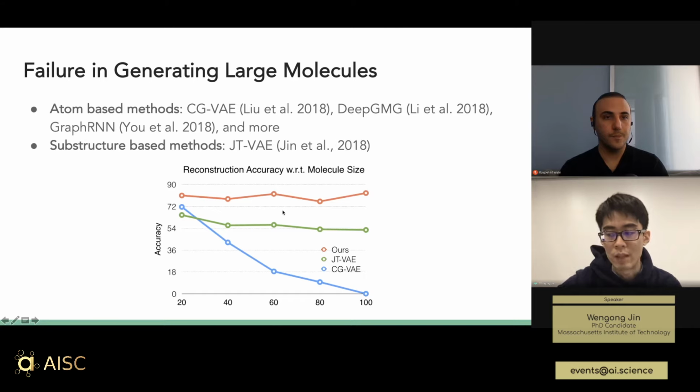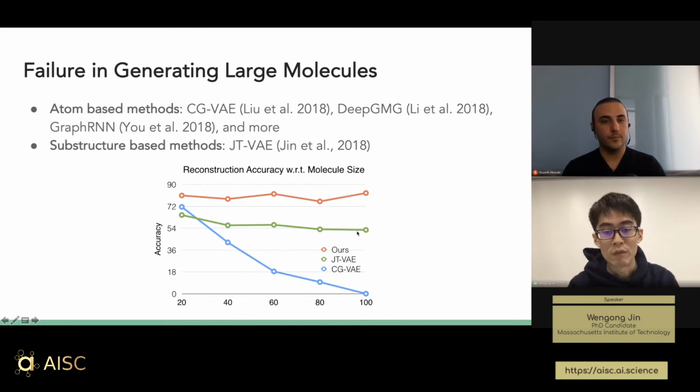So while these methods have demonstrated some level of success in small molecule generation tasks, when we apply these methods to generating larger molecules, such as polymers, we found that all methods had really low reconstruction accuracy for larger molecules. So here we tested my junction tree VAE and also HierVAE, which are considered the state-of-the-art models. And as you can see from this curve, these methods typically fail at reconstructing larger molecules that are over 100 atoms.